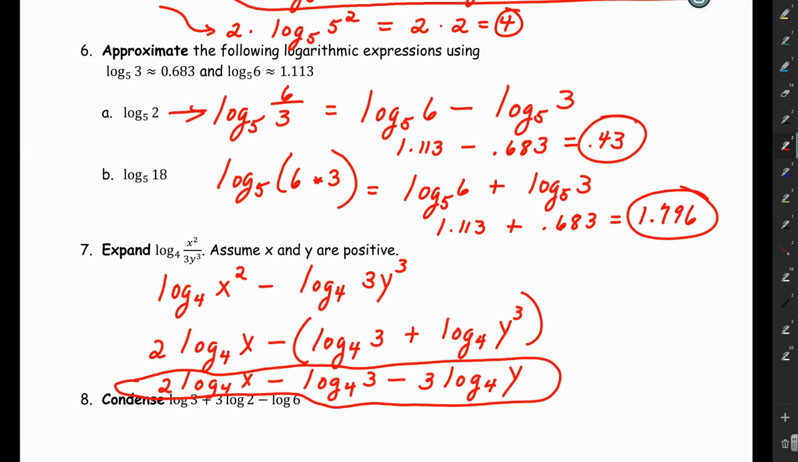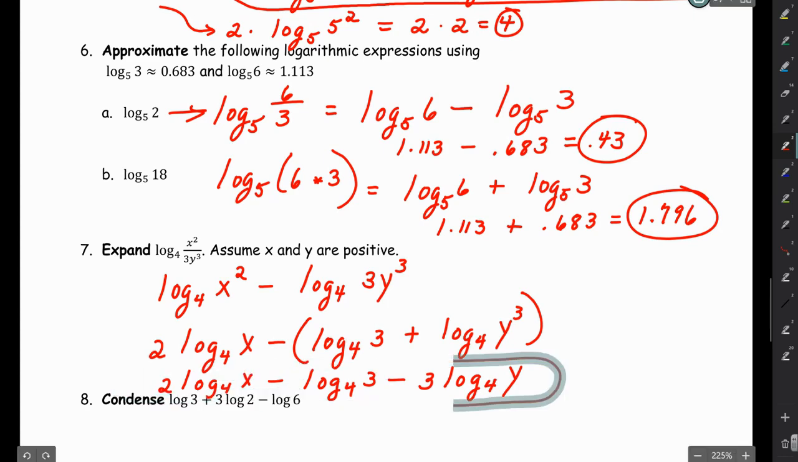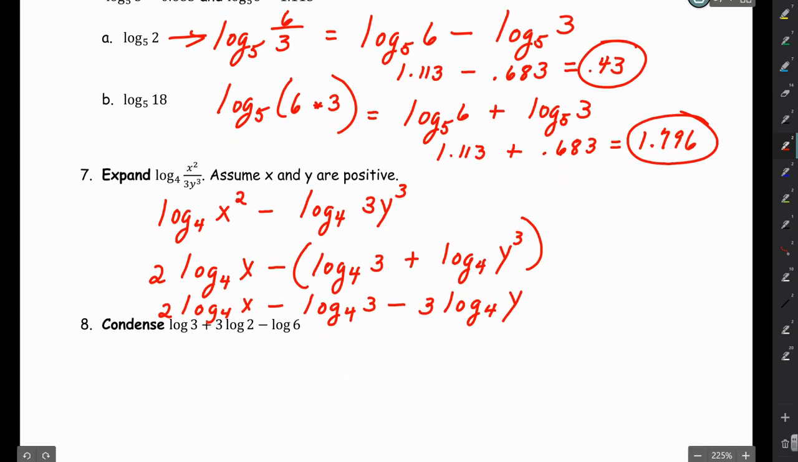Now, number 8 says condense. I'm just going to erase that. When we condense a log, we're going to make sure that our final step only is using the word log once, right? So let's see what we can do here. Well, first off, I'm noticing that this 3 can just jump back up and be the exponent for the 2. So let's do that first. So we have log of 3 plus log 2 cubed minus log 6.